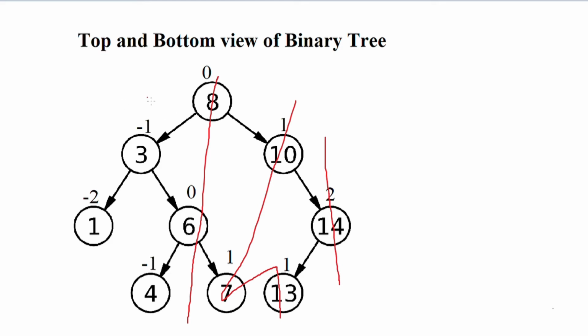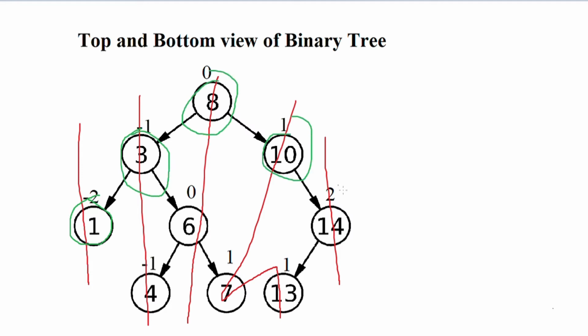What about 3 and 4? They are on their own vertical line. So now, getting an image of this is very easy. If I ask you what the top view is, you will say, since this is the only vertical line, print the top node of each vertical line. So you can print 1, 3, 8, 10, and 14. So what will be the top view of this BST? It will be 1, 3, 8, 10, and 14. We are clear with that, right?